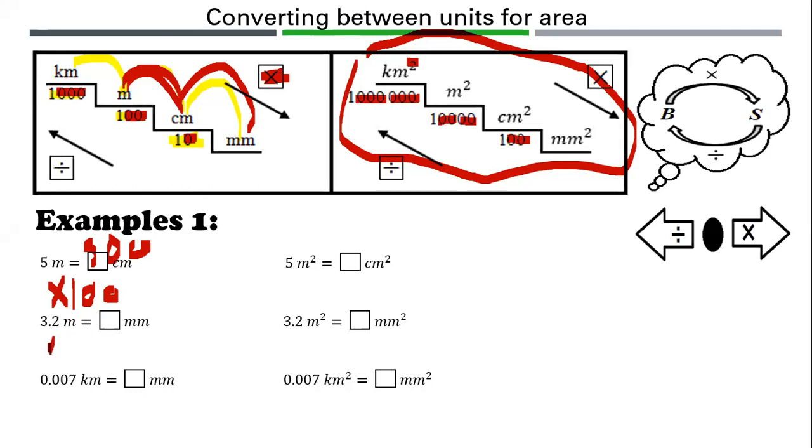You move it to the front. It will be 3,200. Excellent job. You're going to move it forward 3 places. 1, 2, 3. So this is 3,200. Excellent job.